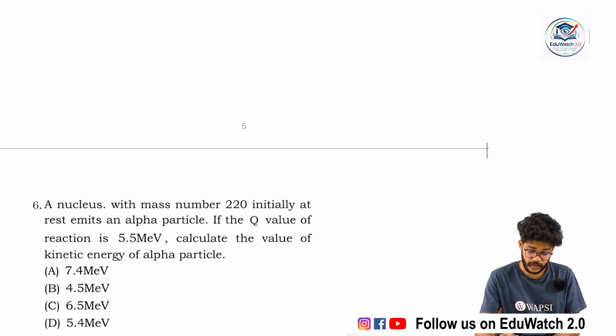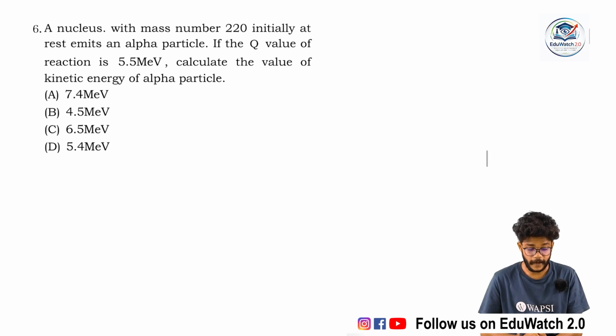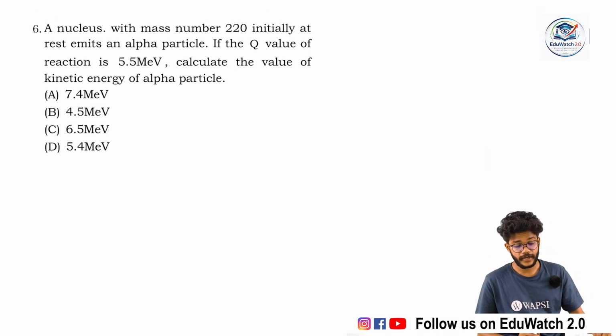So we can move to the sixth question. Okay. In the sixth question, a nucleus with a mass number 220 initially at rest emits an alpha particle.